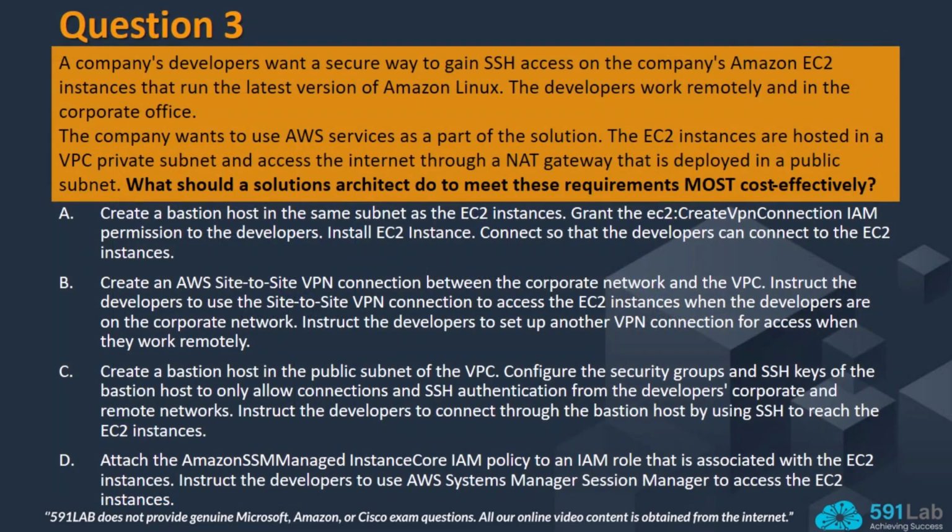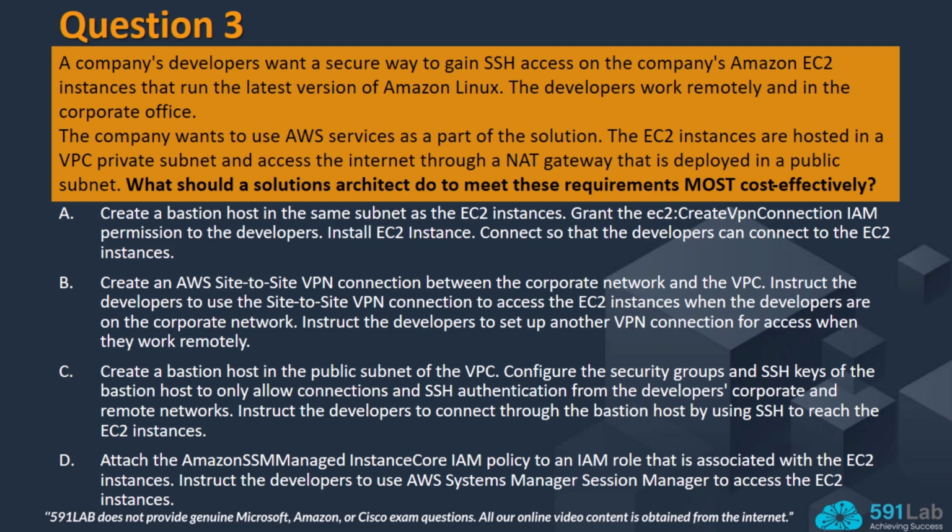Option C. Create a bastion host in the public subnet of the VPC. Configure the security group and SSH keys of the bastion host to only allow SSH connections from the developers' corporate and remote networks. Instruct the developers to connect through the bastion host by using SSH to reach the EC2 instances. This option involves managing a bastion host and configuring security groups and SSH keys, which can add complexity. It's also less cost-effective than using AWS Systems Manager. This is also an incorrect answer.